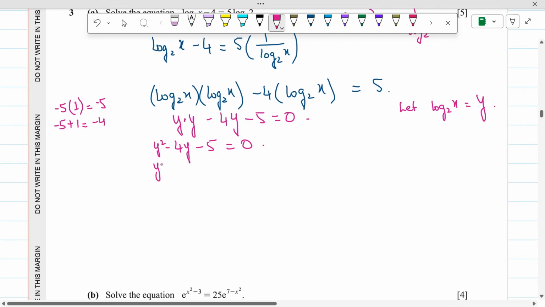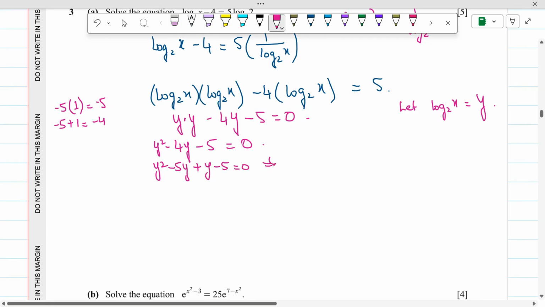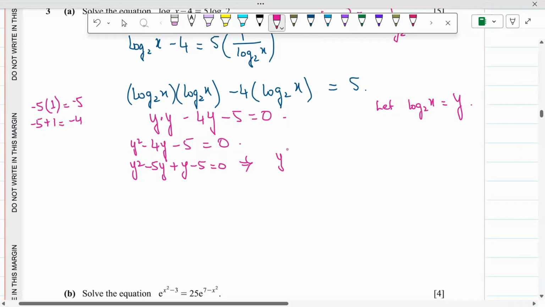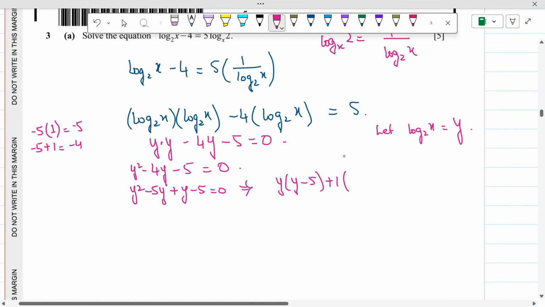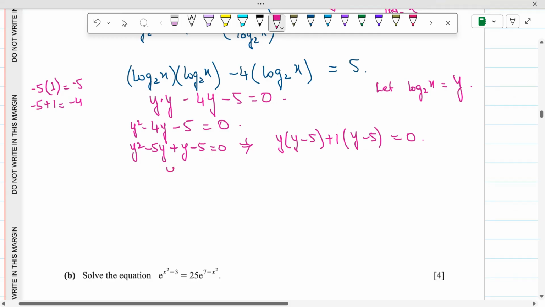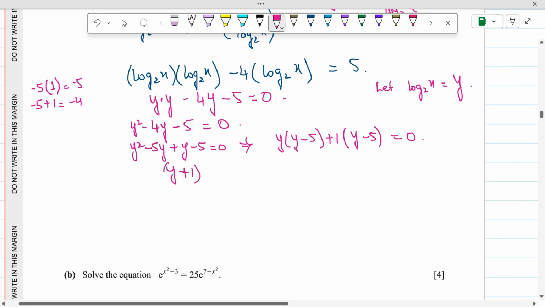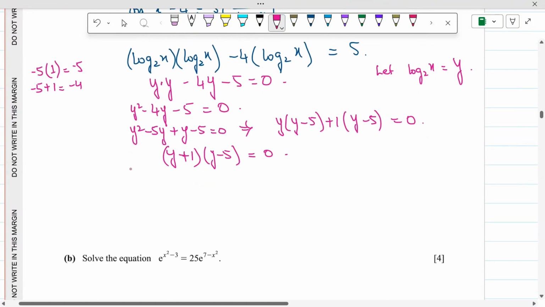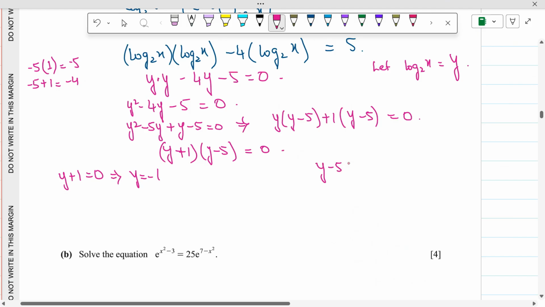So we can write it y square minus 5y plus y minus 5 equal to 0. Further solving, we will have y common and y minus 5 plus 1 common, so we have y minus 5 equal to 0. So we have the two factors, which are y plus 1 times y minus 5 equal to 0. So equating each with 0, we will have y plus 1 equal to 0, means y is equal to negative 1. On the other side, we have y minus 5 equal to 0. So y is equal to 5.